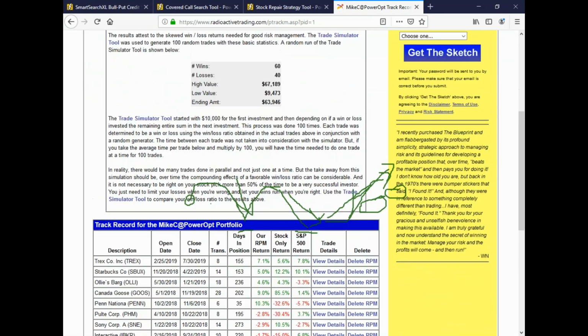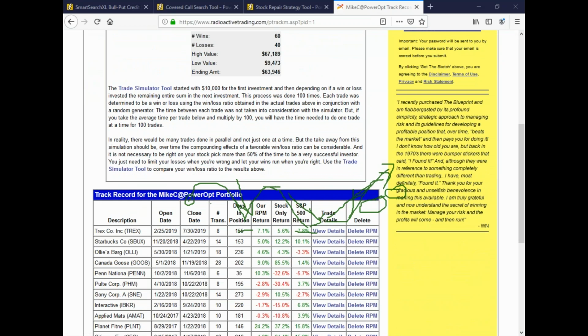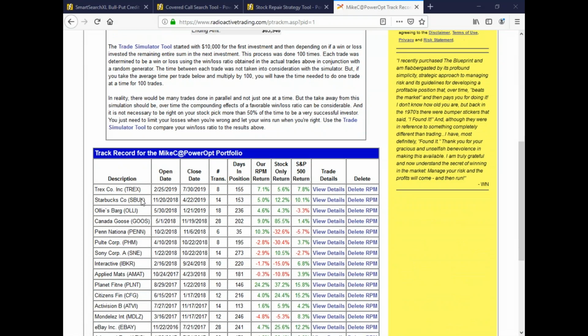And so here's the track record here. Let me clear up those drawings for you, everyone. And there it is, the Trex company there. Look here. Because of that adjustment I talked about in the blueprint, which helped me lower the cost basis and take advantage of the put as my second asset to restructure the trade, the stock was only up 5.6% from where I originally purchased it at $72. But I had a 7.1% return, and that includes all of the put costs as well.